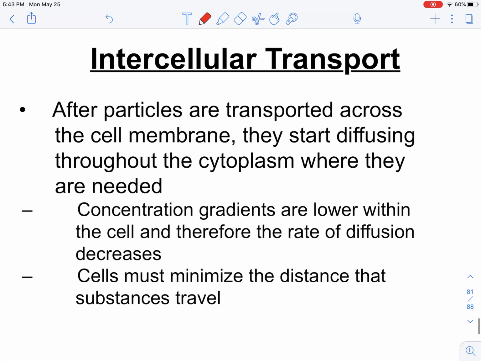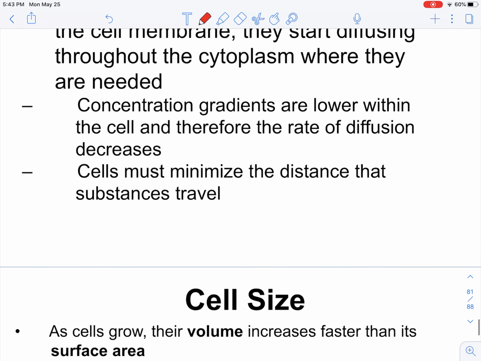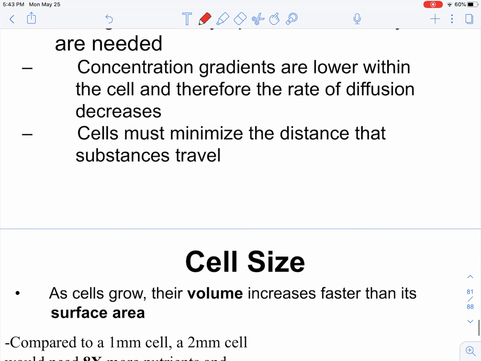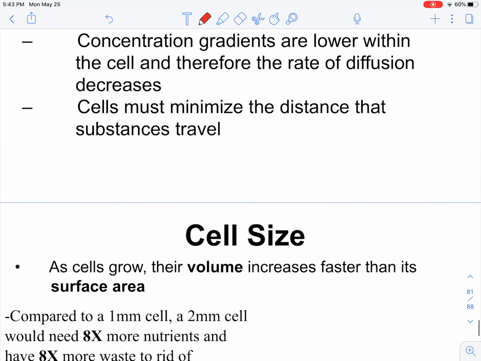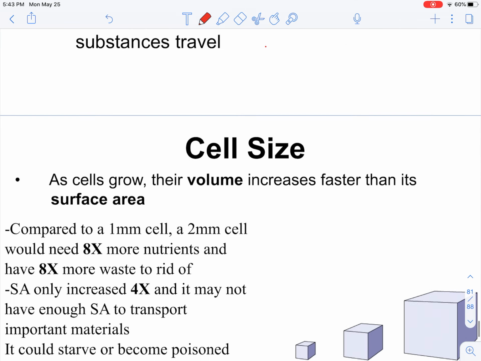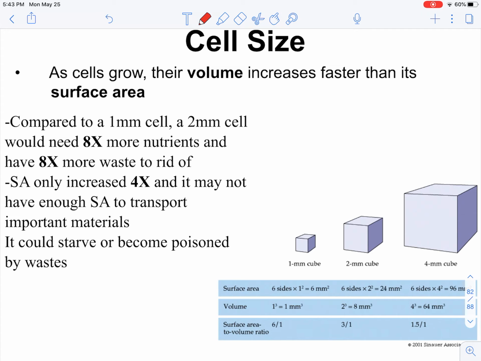Okay, next, intercellular transport. It talks about how molecules will get into the cell and start diffusing to where they are needed. And when you have a high concentration on the outside of something like nutrients or oxygen, it will continue to diffuse in where there is less. And if they're small cells, they can diffuse in faster. So it says your volume increases faster than surface area.